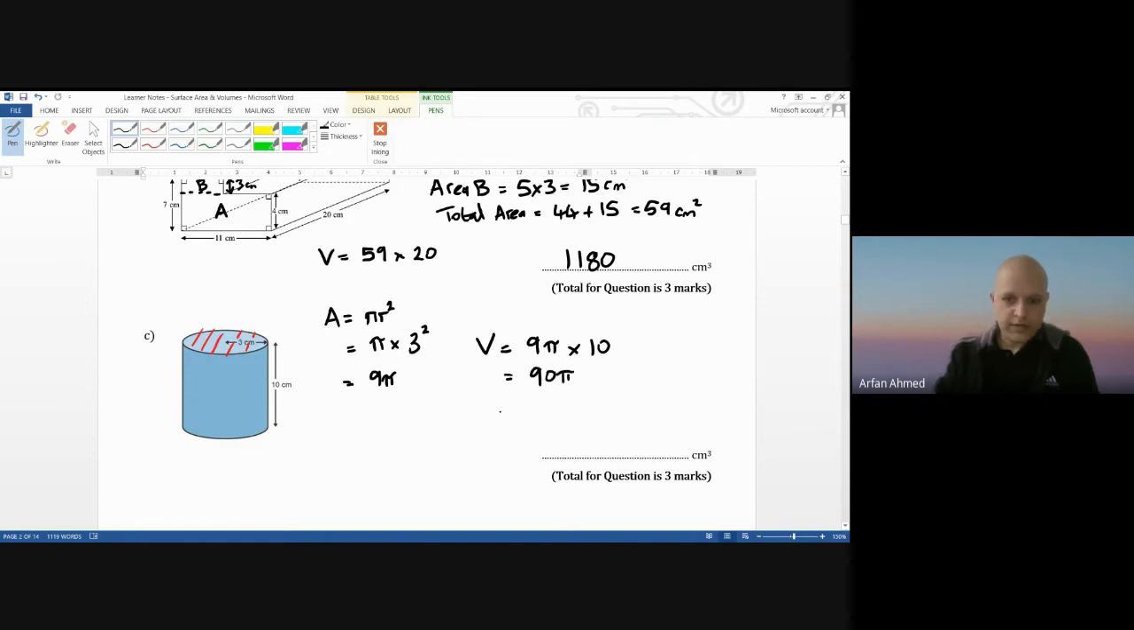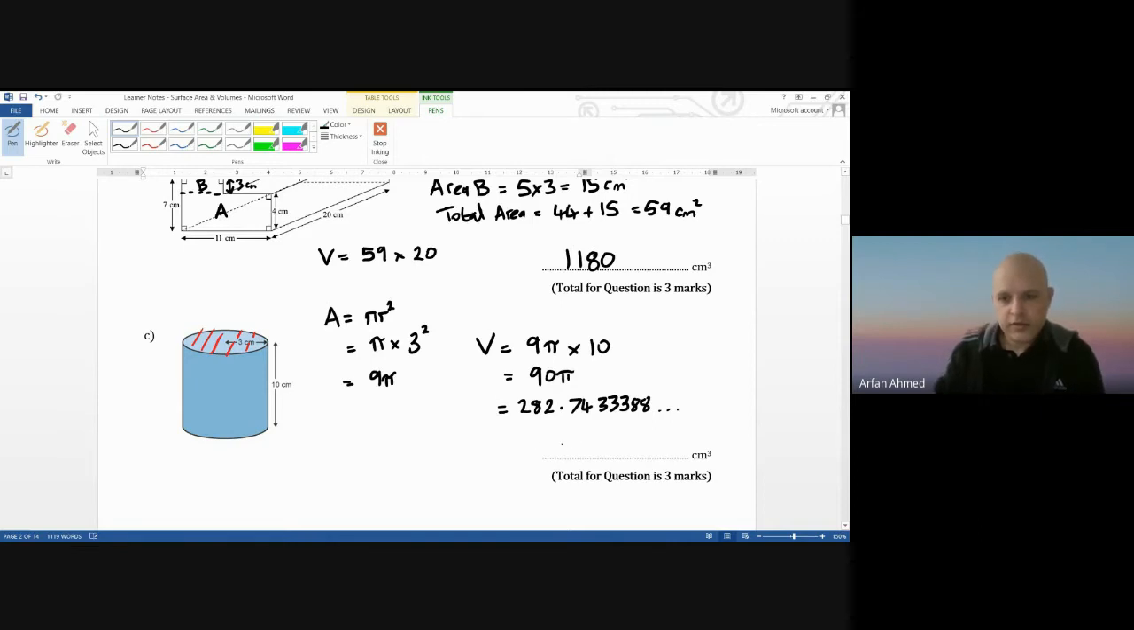Okay, now we need it as a decimal. Let's change 90 pi into decimals, press SD. Get 282.74338, and it goes on. Let's do it to 1 decimal place.